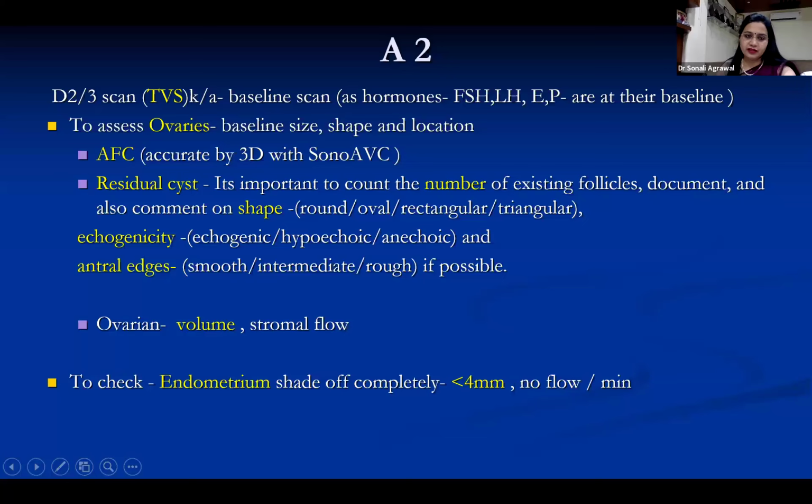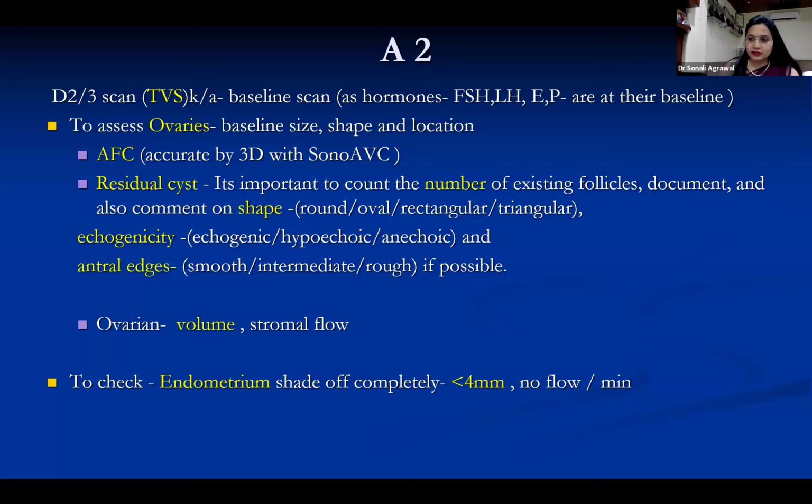Exactly. Very well said. So the day 2 scan is called the baseline scan, as all the hormones like FSH, LH, E2, P4 are at their baseline. So we assess the ovary and endometrium. We look for the size, shape, location of the ovaries, antral follicle count, and we also look for any residual cyst. As Sonal madam has very beautifully explained, we are looking for any residual cyst on day 2 or day 3.